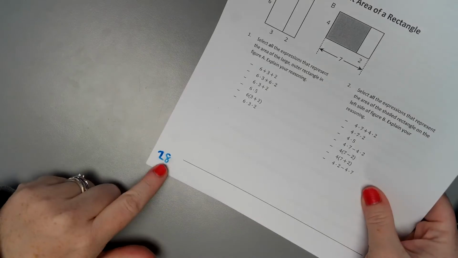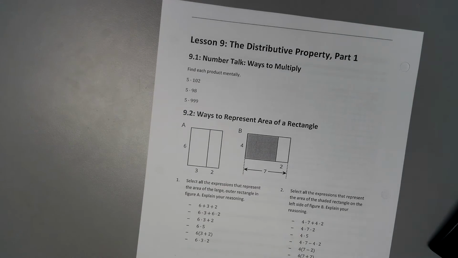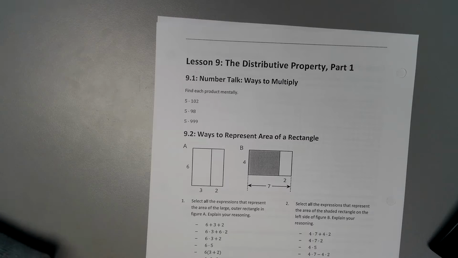All right, so we are on lesson 9. If your pages are numbered, it is page 28. If you numbered them differently than I did, then you might have 27, but it should be right around there. But it does say lesson 9 right at the top. This is part 1 of distributive property.